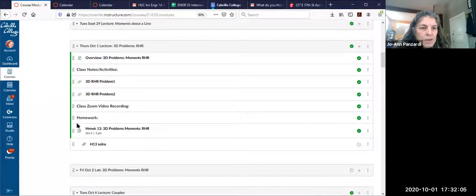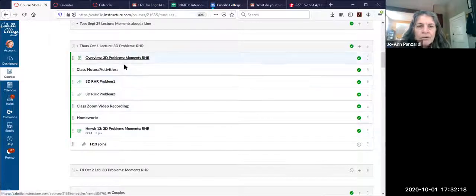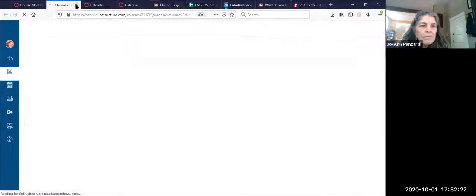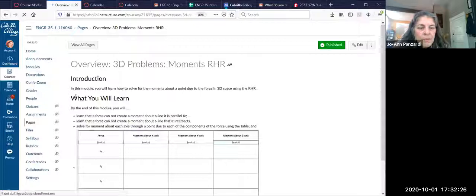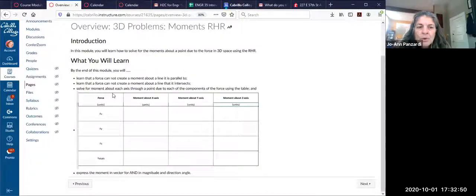and for today's module, Thursday, October 1st. Here's the overview. Here are the two problems we just did. I'll put the Zoom recording in, of course, and then you have a homework. But let's take a look at the overview. So, in this module, you will learn how to solve for moments about a point due to a force in 3D space using right-hand rule. By the end of this module, you will learn one, a force cannot create a moment about a line it is parallel to. You'll learn that a force cannot create a moment about a line that it intersects. And you solve for the moment about each axis through the point due to each component of the force using this table. And then you express the moment in vector form.